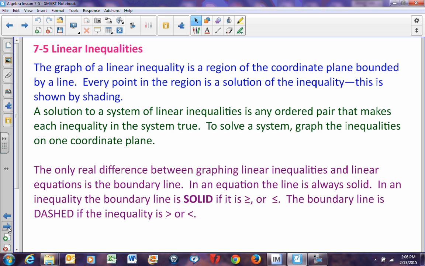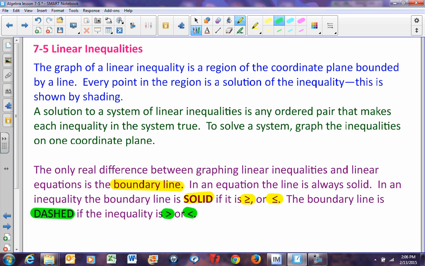Now, the only real difference between graphing linear inequalities and linear equations is the boundary line. Okay, very important. The boundary line does change. In an equation, the line is always solid. In an inequality, the boundary line is solid if it's greater than or equal to or less than or equal to. The boundary line will be dashed if the inequality is greater than or just less than. That's the major difference. When you graph a line, you will always make it solid.